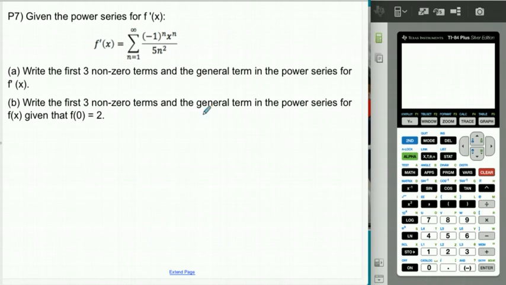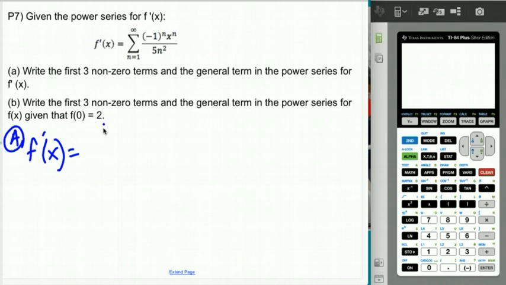All right, let's try one more. Same thing, you're going to write the series for f prime, and then given some information, you're going to go ahead and write the series for f of x, right? So for a, for f prime, I'm going to write the beginning of the series out by writing the first three non-zero terms. So starting at n is 1 here, right?